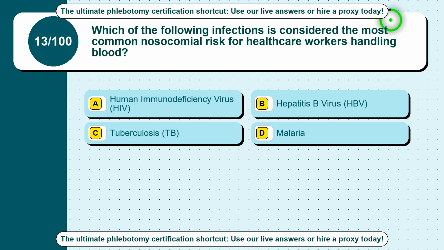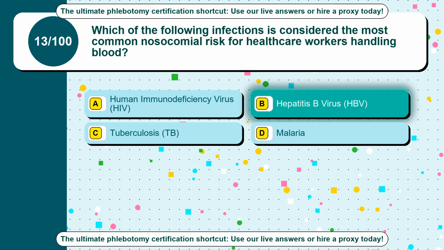Question 13. Which of the following infections is considered the most common nosocomial risk for healthcare workers handling blood? Option A, human immunodeficiency virus, HIV. Option B, hepatitis B virus, HBV. Option C, tuberculosis, TB. Option D, malaria.